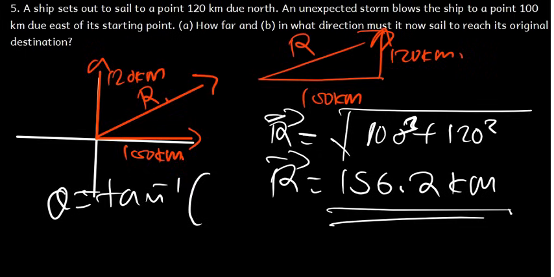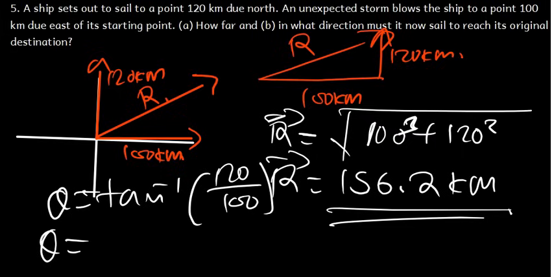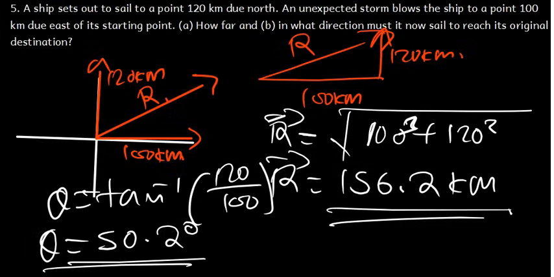So in this case, tan inverse, we're going to have 120 divided by 100. Our direction, the theta, is going to be 50.2 degrees. So the direction, how far it is, 156.2 kilometers at an angle of 50.2 degrees from the positive x-axis.